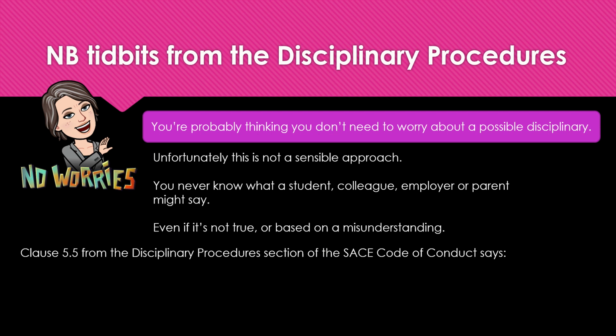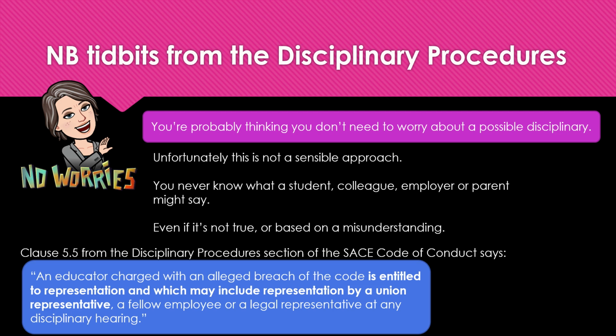I want to draw your attention to clause 5.5 from the disciplinary procedures section. It says, an educator charged with an alleged breach of the code is entitled to representation, and that may include representation by a union, a fellow employee, or a legal representative at any disciplinary hearing. And when you read the section on disciplinaries, you'll see that they echo a lot of the basic structure of court cases or the CCMA. There's appeals, there's evidence, there's witnesses, examinations and cross-examinations, etc., etc.